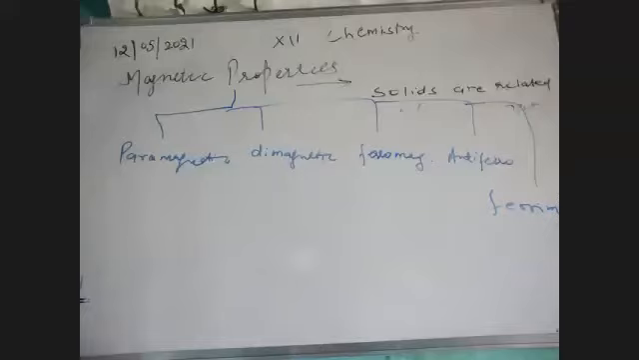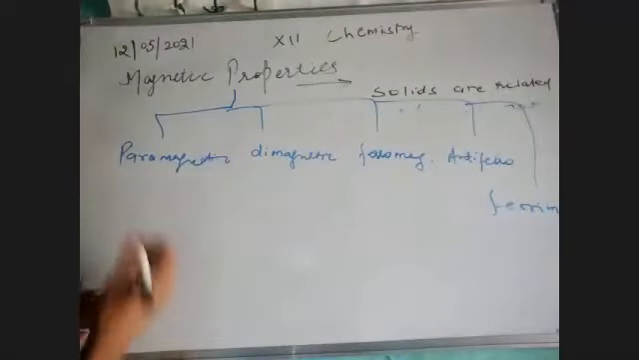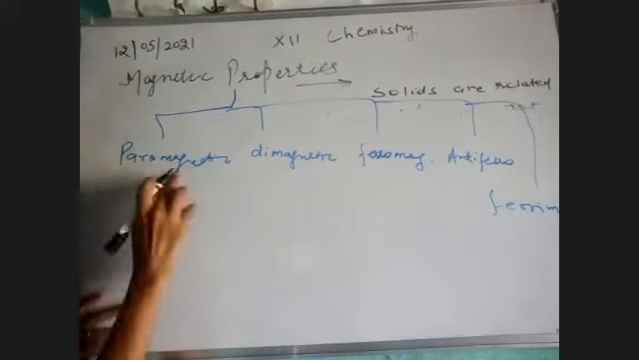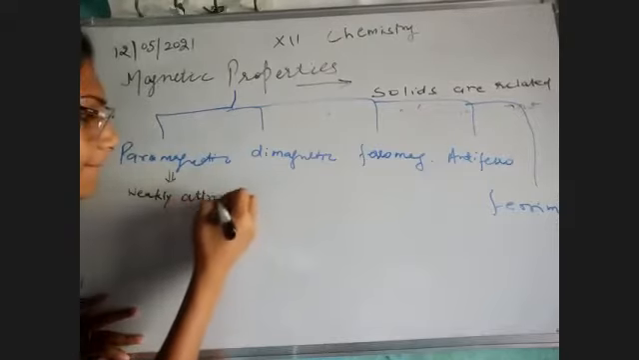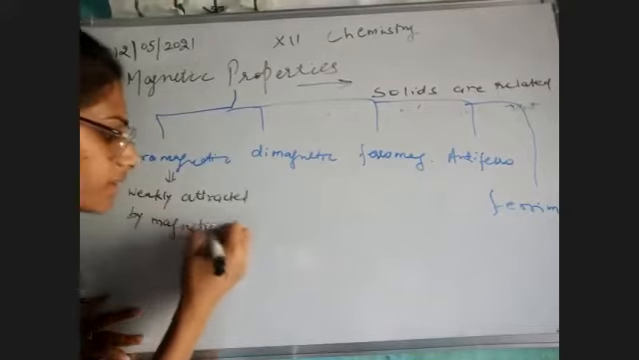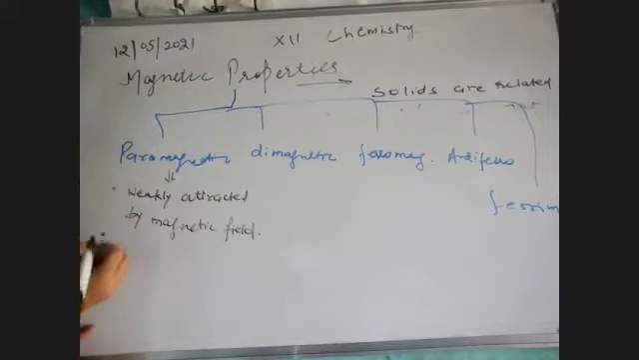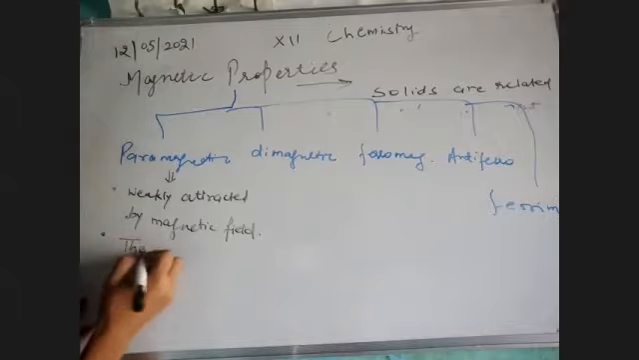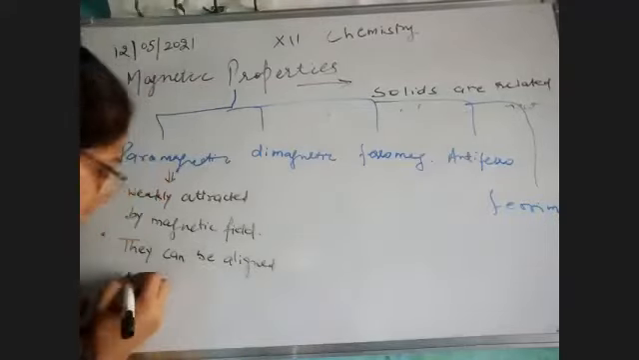Basically, paramagnetic and diamagnetic are both due to magnetic nature, but the reason is that paramagnetic substances are those which are weakly attracted by a magnetic field. What I am saying is that paramagnetic substances are those that are weakly attracted by a magnetic field. And another point is that they can be aligned in the same direction.